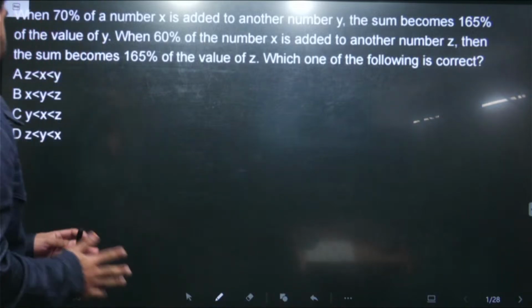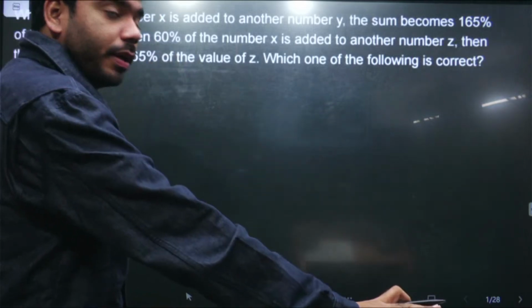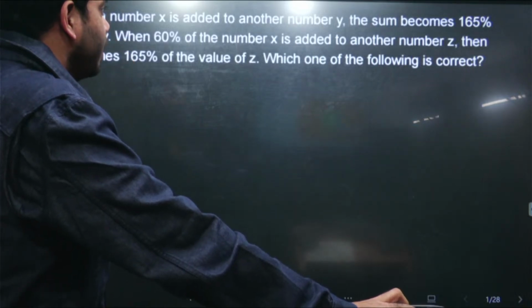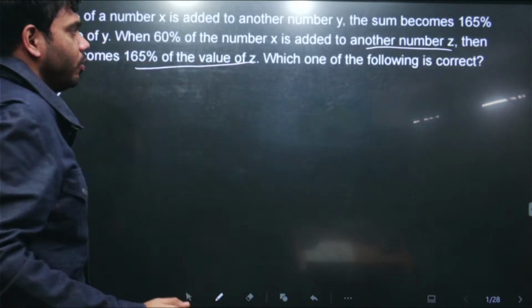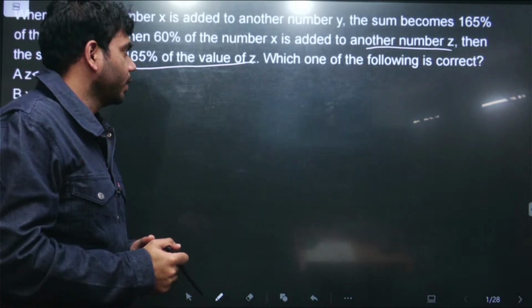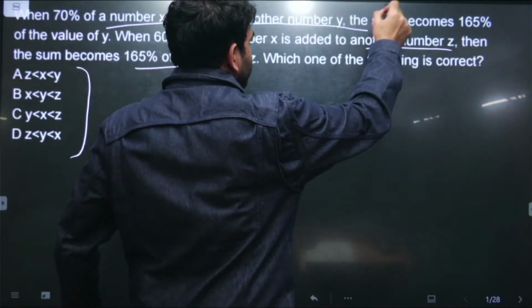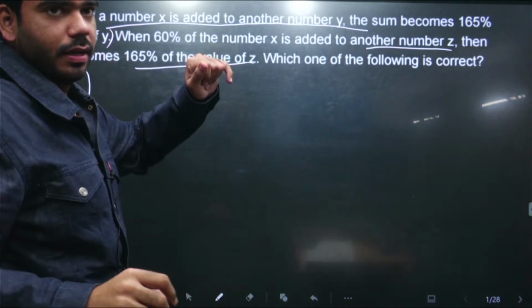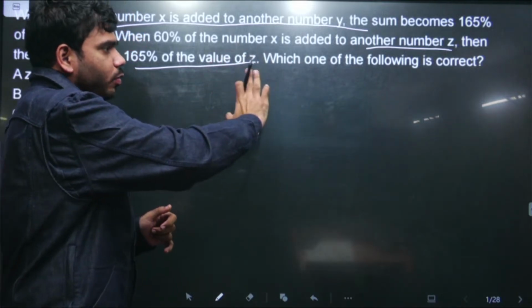So this is the first question. It is saying when 70% of a number x is added to another number y, the sum becomes 165% of the value of y. When 60% of the number x is added to another number z, then the sum becomes 165% of the value of z. Then we need to find the relation between x, y and z, who is larger, who is smaller. This is a very simple question. This sentence expression has been given to us that gives us the relation between x, y and z. So we just have to write this word form statement into a numerical statement.